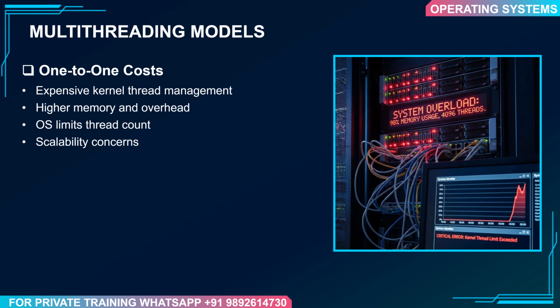Creating and managing kernel threads is more expensive than managing user threads. Each kernel thread consumes system resources such as kernel memory and scheduling structures. Because of this, operating systems often limit the maximum number of threads a process can create. Think of a server application that creates thousands of threads, one for each client. In a pure one-to-one model, this could overwhelm the system, leading to high overhead and reduced performance. So while the one-to-one model is powerful, it must be used carefully.